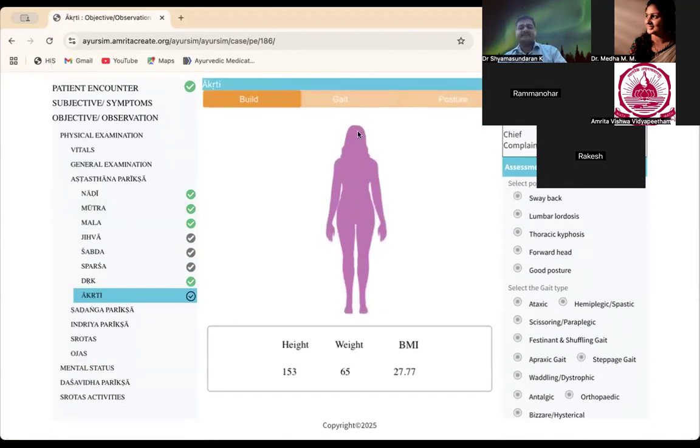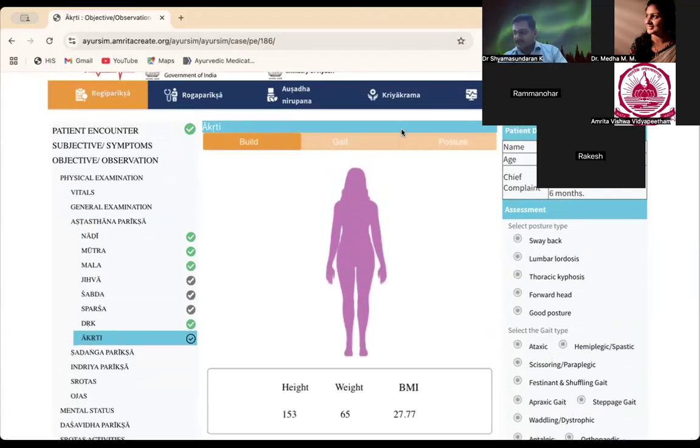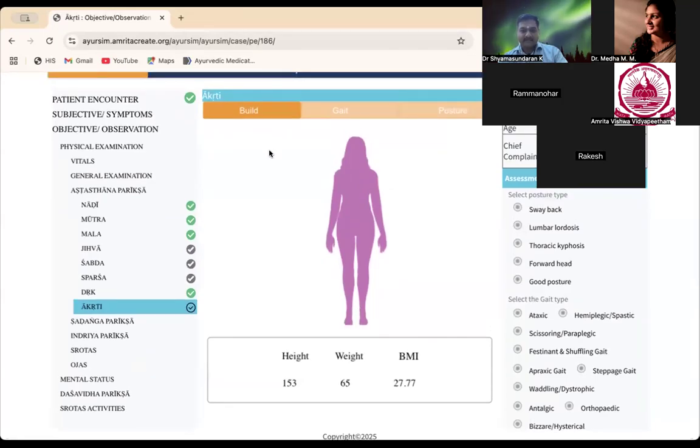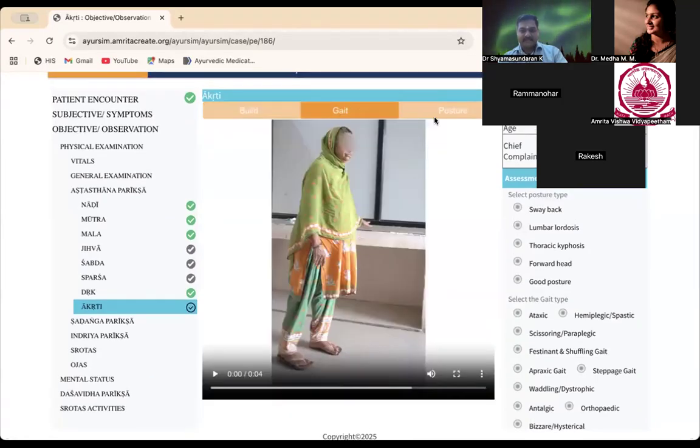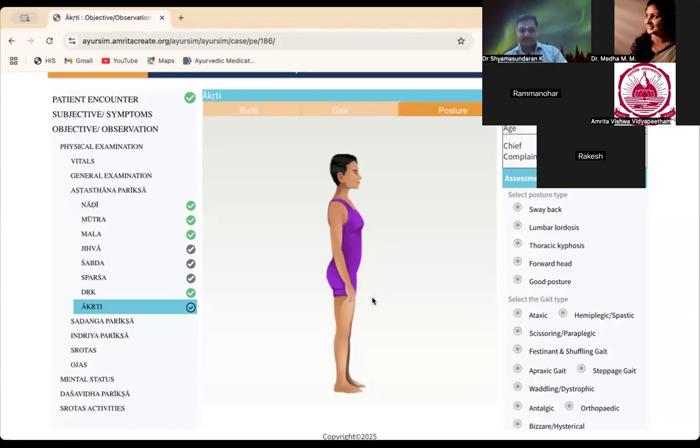Again, Akriti means the build, gait, and posture. So this is also important. Very few students may know that Akriti means a combination of build, gait, and posture. So what you have to look for in the build, in the gait, and in the posture, everything is mentioned there. So the student will never miss this.